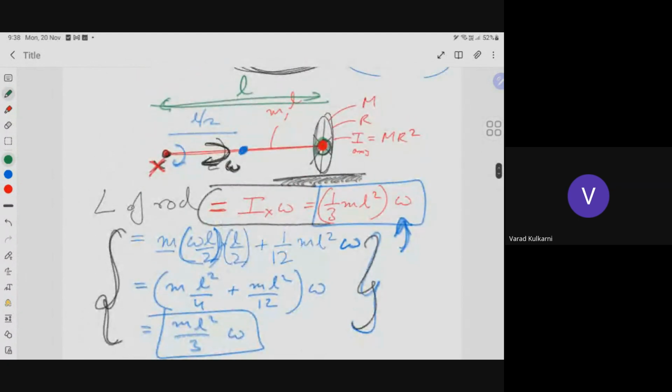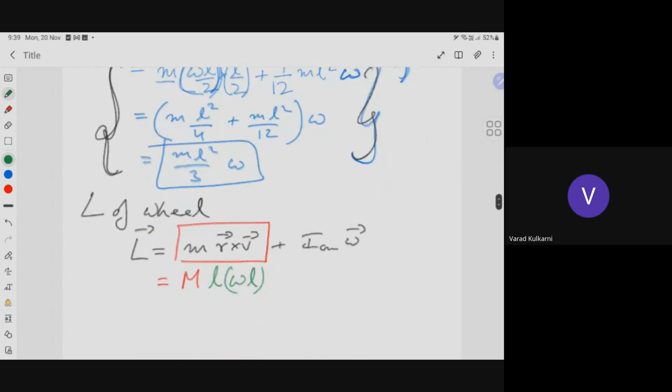Is that clear? Omega is the rotation. Any doubt in this part, guys? No, sir. Okay. I(CM) omega. Now I'm just sitting on the wheel and I will check that this wheel is having what I(CM) about the axis? Okay, it is given that the I(CM) is m r square. Very good. What is the omega?